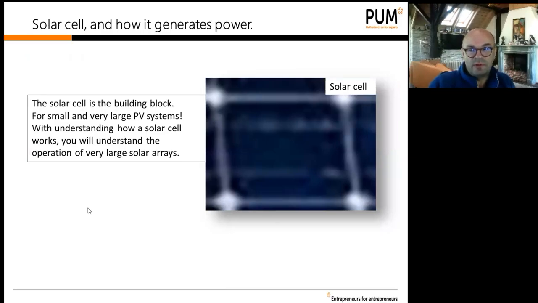We start with the solar cell. You can see it as a building block. You can make a small system, but you can also make a very large system, all made up of solar cells.